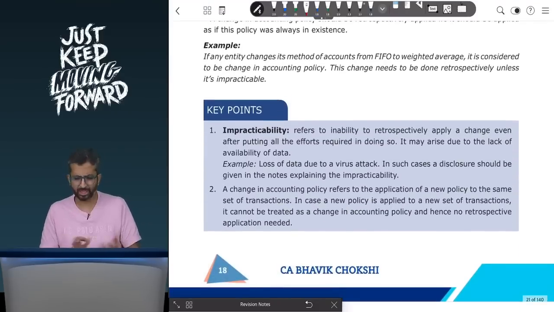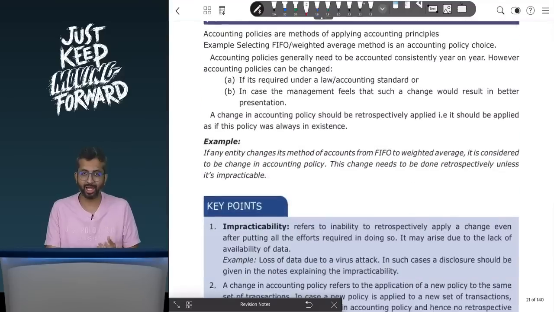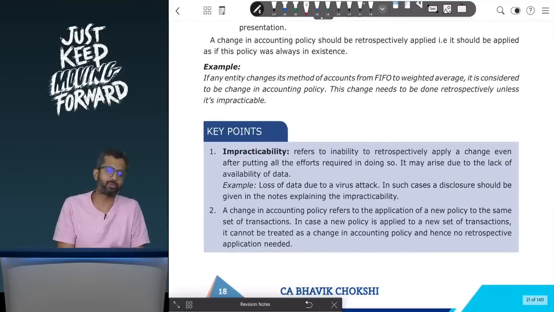Okay, impracticability would be maybe lack of data, like maybe it is lost due to earthquake, fire, flood, or maybe the accounts have been taken by the governing authorities. You don't have them, and hence you are unable to restate it. Okay, a change in accounting policy, remember, refers to applying a new policy to the same set of transactions.